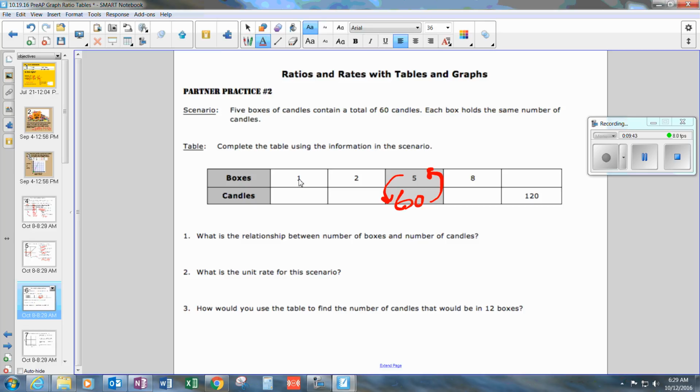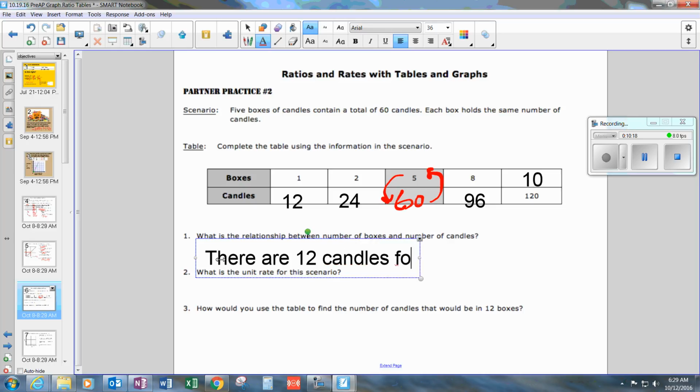So if I multiply the 1 box by 12, I get 12 candles. If I multiply the 2 boxes by 12, I get 24 candles. If I multiply the 8 by 12, I get 96. Let's do the opposite. To turn the candles to the boxes, you have to divide by 12. So if I divide this by 12, then that would be 10 boxes. What is the relationship between the number of boxes and number of candles? For what I can tell, there are 12 candles for each box, or there are 12 candles per box.